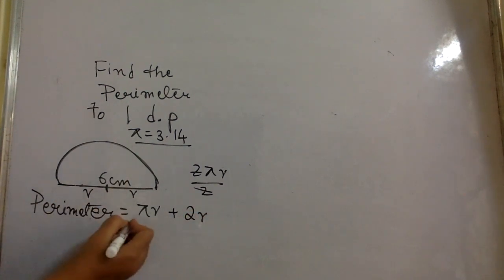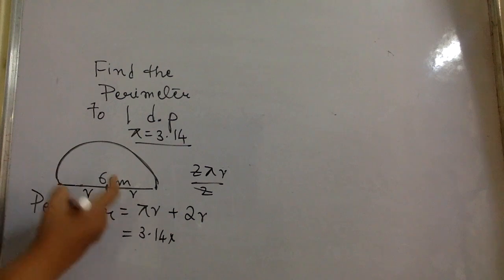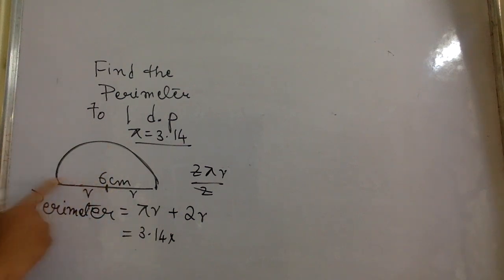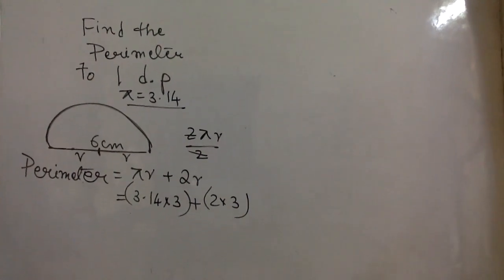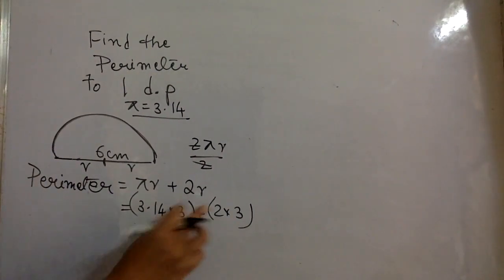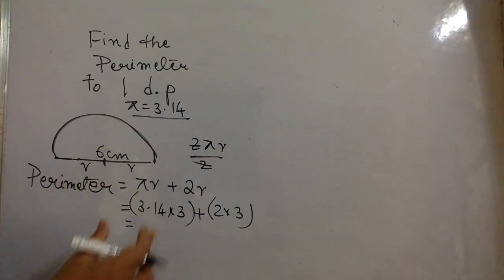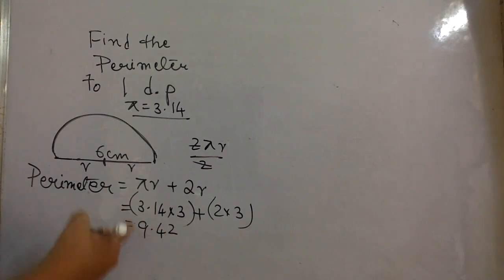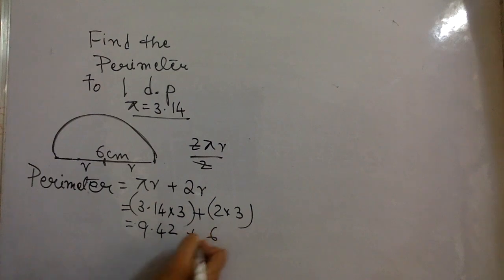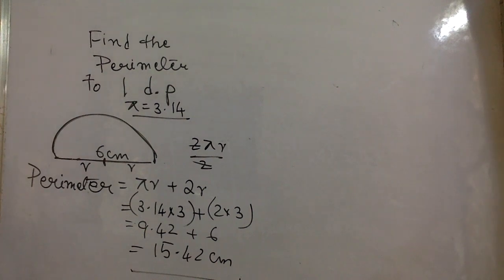Okay, now take 3.14 into r is 3, because full diameter is 6, so r is 3, plus 2 into 3. This is my sum. Okay, so it is better to put brackets. Why? Otherwise you will add 3 and 2 and go wrong. So this is according to BODMAS, multiplication first. You can't add the 3 and 2. Okay, BODMAS says multiplication first and then addition. So 3.14 into 3 is 9.42, plus 6, that is 15.42 centimeters is the perimeter.